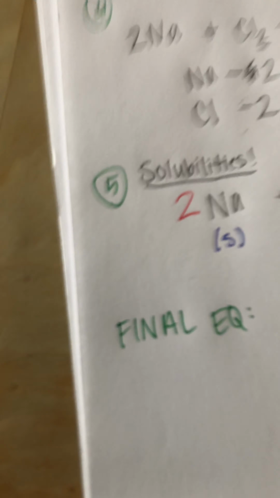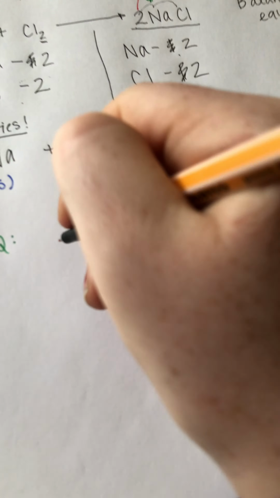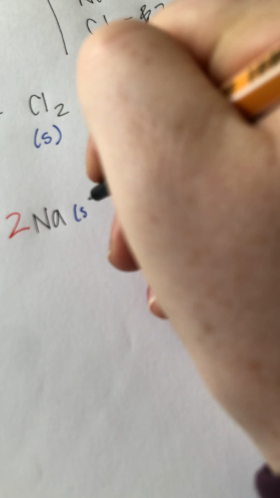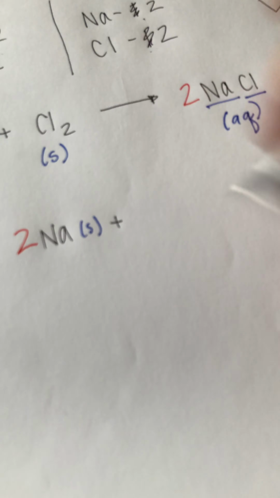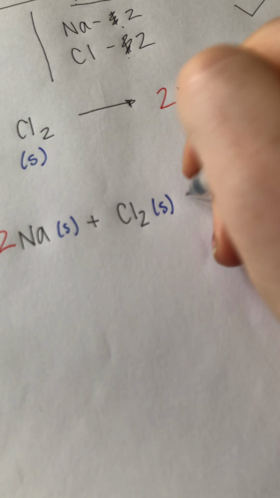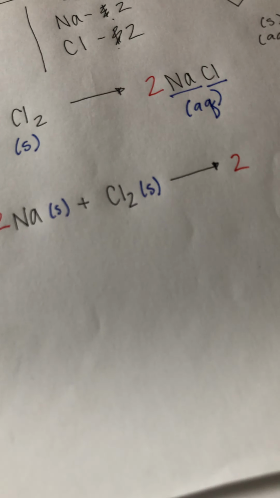equation. I know we're finally there, guys. Which is going to be, I'll write it with the little fun colors, 2 Na solid plus Cl2 solid becomes 2 NaCl aqueous, dissolved in water, right?